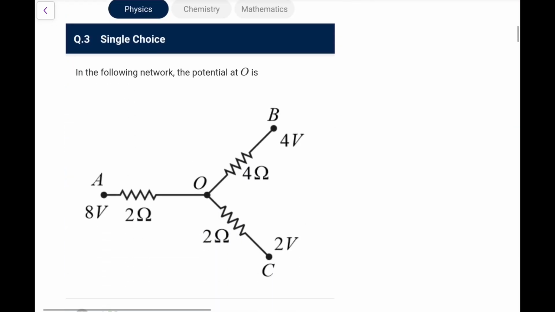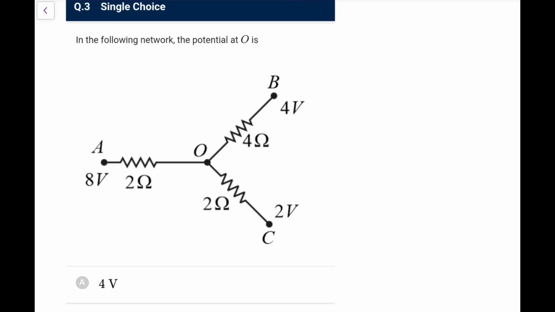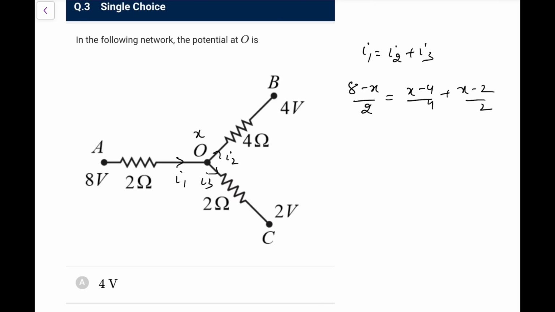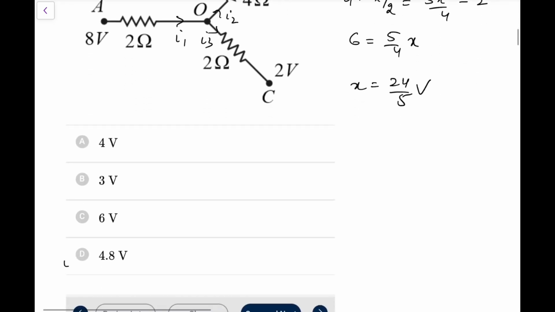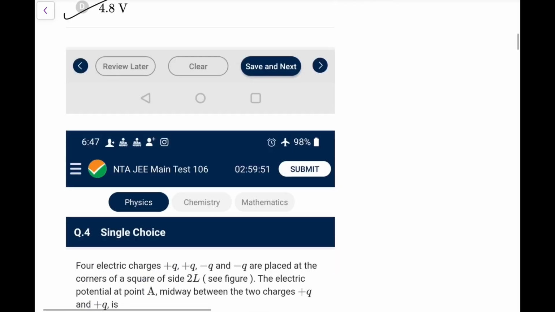Next one. In the following network, the potential at O is, what you will do, let's say this is X, let this current be I1, this be I2, this be I3. So going by the junction law, I1 is coming, I2 and I3 are going. What is I1? 8 minus x by 2. This is x minus 4 by 4, that is x minus 2 by 2. So 4 minus x by 2 equals x by 4 plus x by 2, that is 3x by 4 minus 2. If you do this, 4 and 2 make 6, and 3 by 4 plus 1 by 2 comes out as 5 by 4 x. So x comes out as 24 by 5 volts, that is 4.8 volts. Go for option D, again an easy one, not that tough for you.